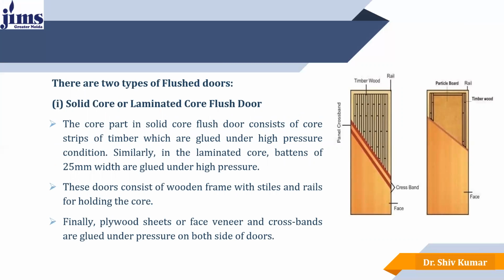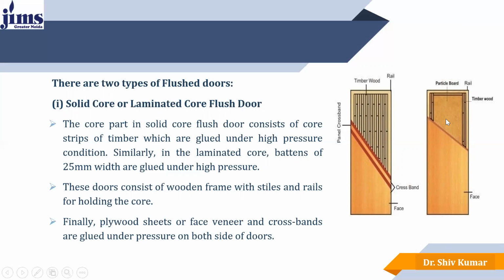So there are two types of flush doors available in the market. The first one is the solid core or laminated core flush door. The core part of solid core flush doors consists of core strips, which is shown in that first figure. Similarly, in the laminated core, battens of 25 mm width are glued under high pressure. These doors consist of a wooden frame and stiles and rails for holding the core. Finally, plywood sheet or face veneer and cross bands are glued under pressure on both sides of the door.